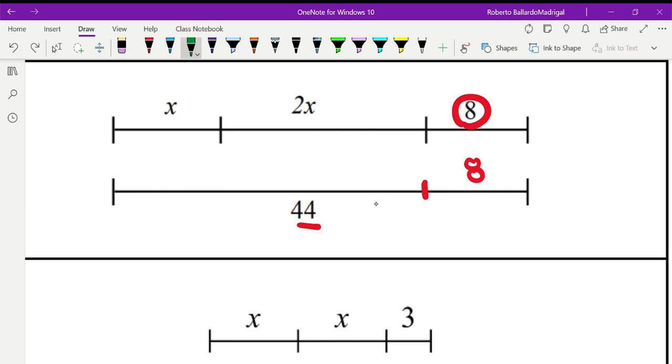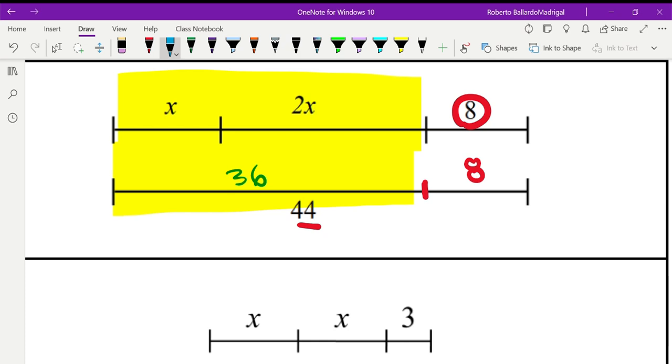What number plus 8 will give you 44? Think about what number plus 8 gives you 44. Go ahead. 36. Okay. So really what we're trying to find out is, what is this section going to be if it is equal to 36? X plus 2x equal to 36. So how can we find out the value of x?